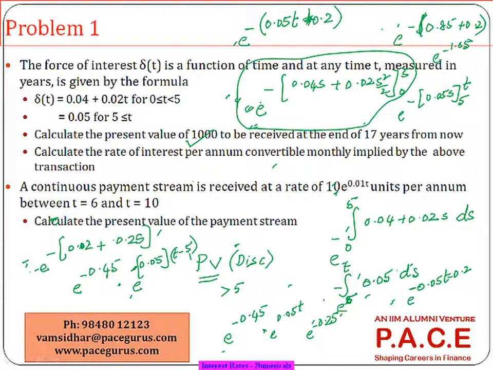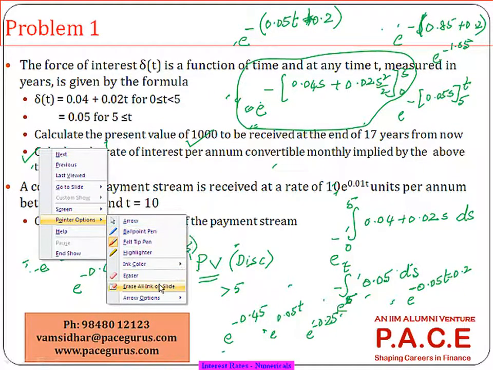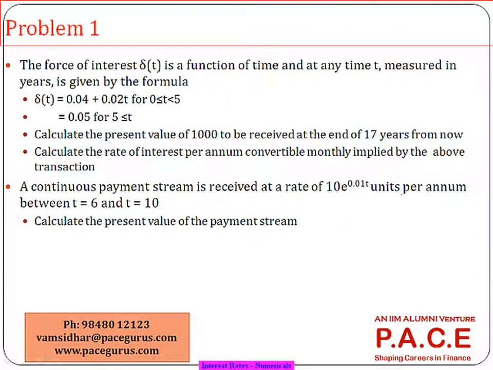And look at the next question. So this is a way, once we practice a couple more numericals, you'll get a lot of hold on it. Look at this. Calculate the rate of interest per annum convertible monthly implied by the above transaction. Let's assume for the 17 years, if I want to find out what is the interest rate convertible monthly, how do I find it out?